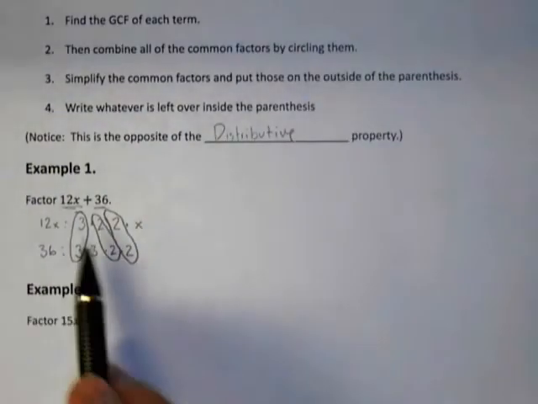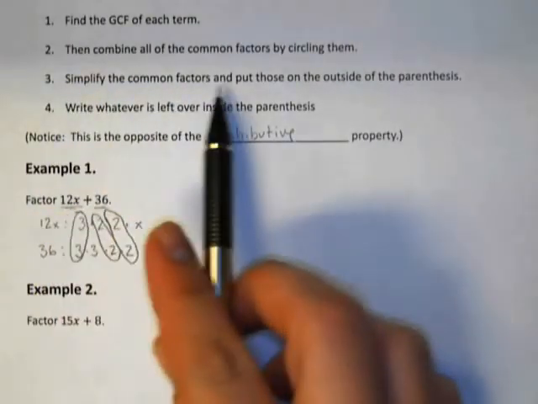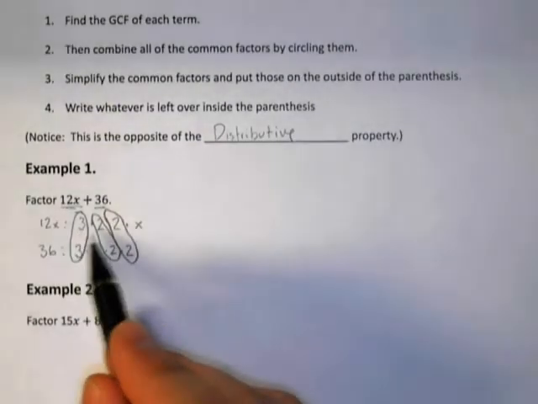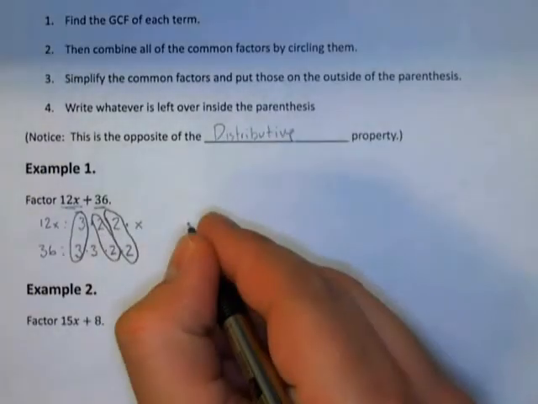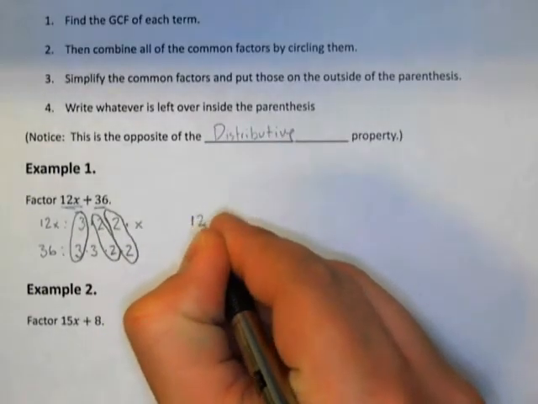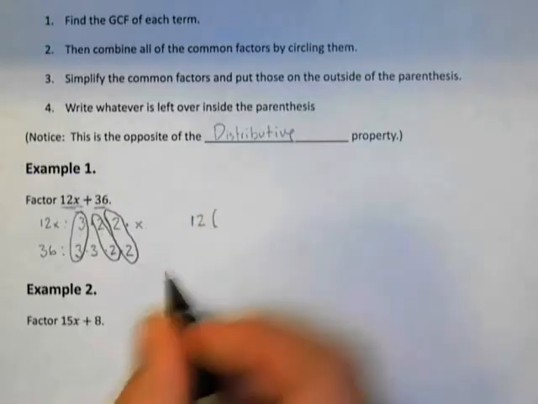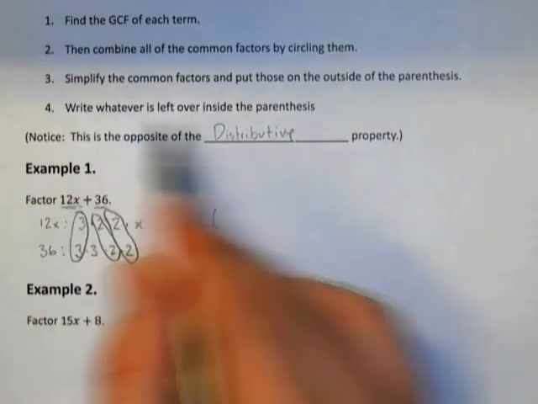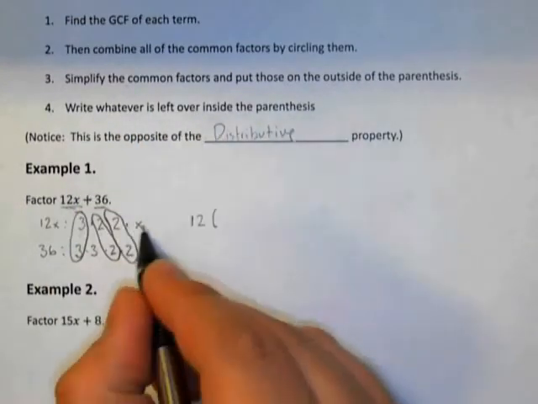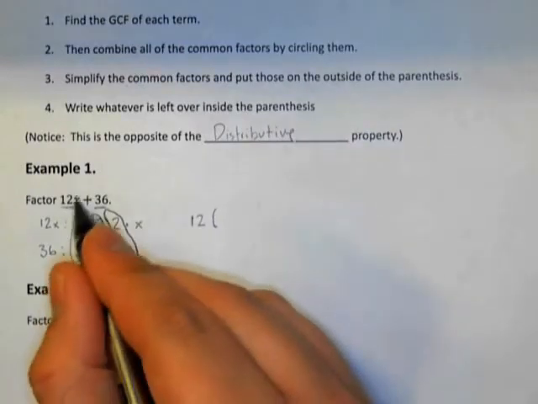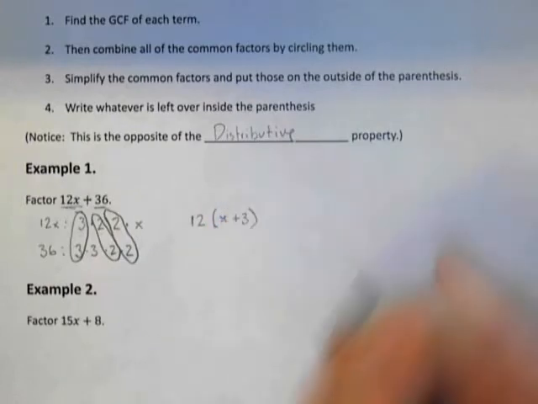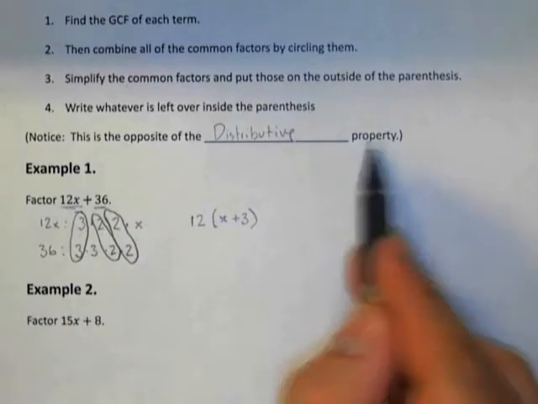Our third step is to simplify the common factors and put those outside of the parentheses. I know that doesn't necessarily make exact sense right now, but it will in a second. 3 times 2 is 6, times 2 is 12. So we can pull out 12 from this linear expression and put that outside of the parentheses. Number 4 says to write whatever is left over inside the parentheses. So we have x and we have 3, broken up by an addition sign, so we have x plus 3.